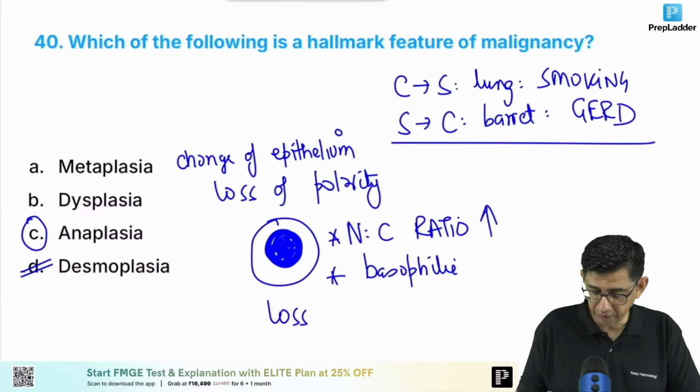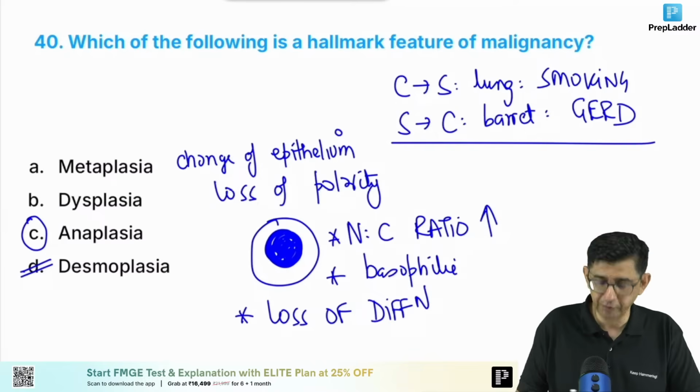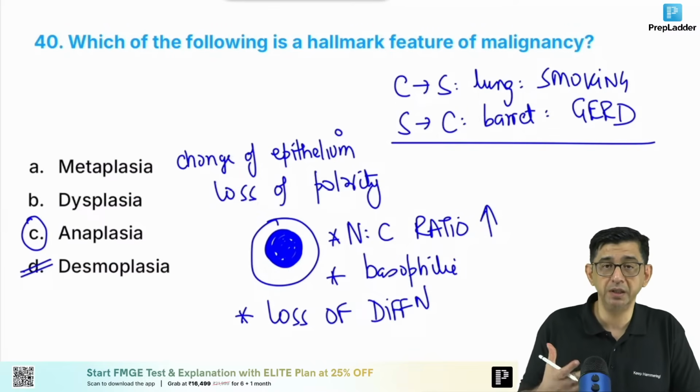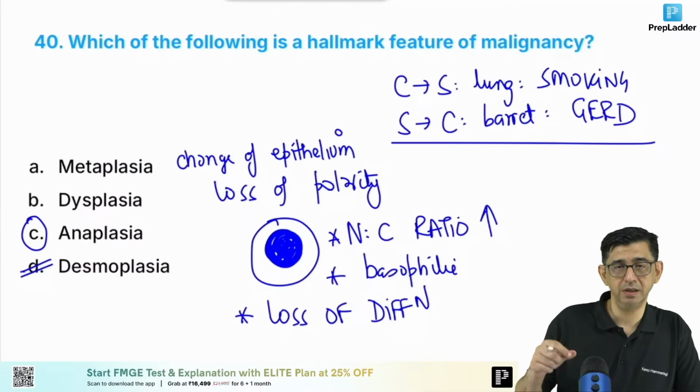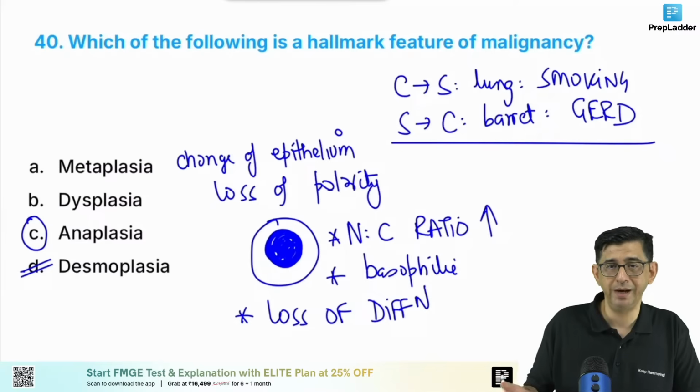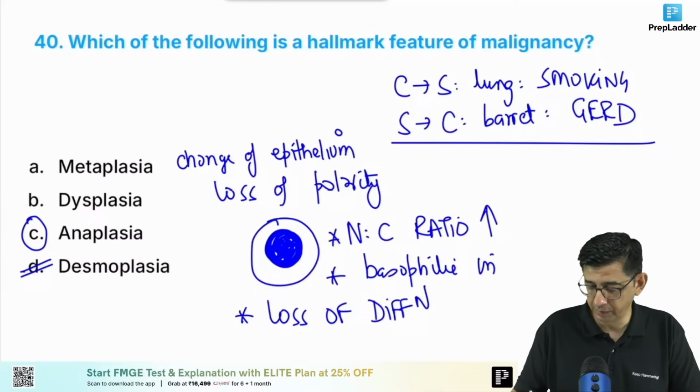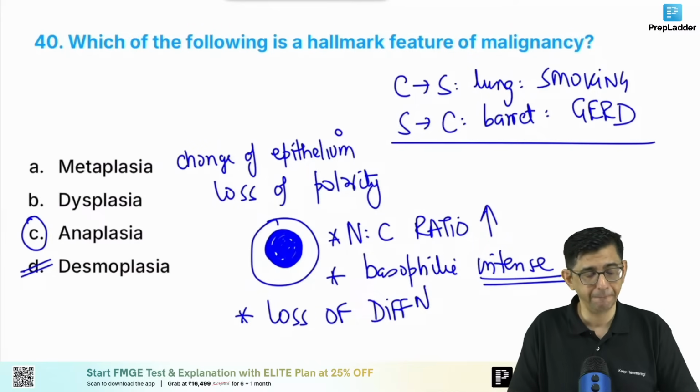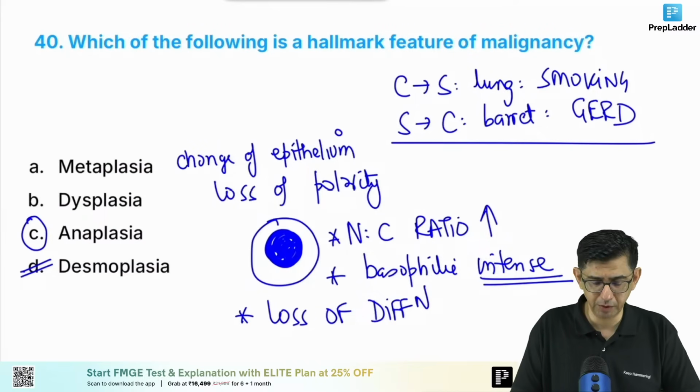Anaplasia means loss of differentiation, but from the pathologist's perspective, that's a very vague term. What you mean specifically is the nucleus of the cell is bigger as compared to normal, and it is more basophilic. So that's why the pathologists use the words intense basophilia. The correct answer for this question is option number C. Yeah, dysplasia, the basement membrane is intact, so it will be carcinoma in situ.